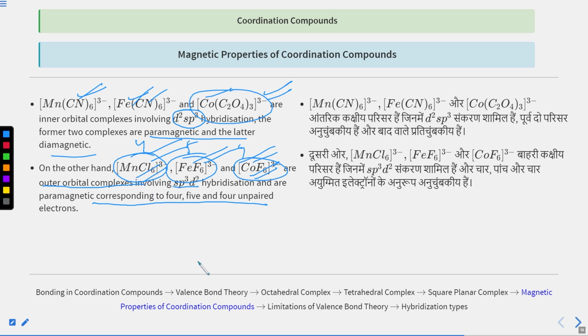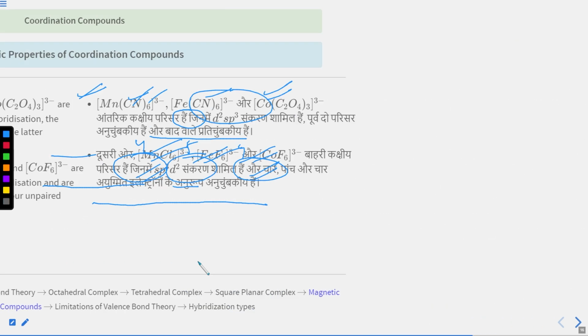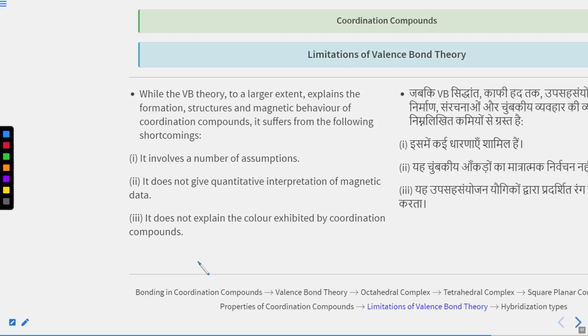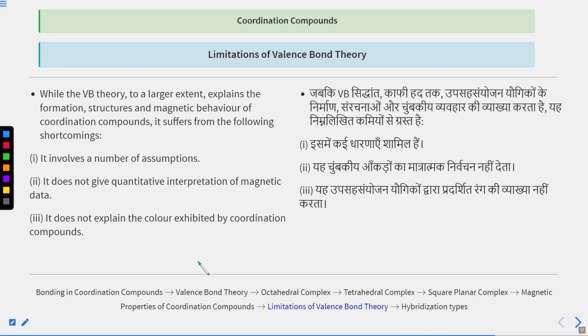So this was all about your valence bond theory. They have just explained all of this, magnetic properties and all. But there are some limitations again. What are those limitations? Now, first of all, it assumes many things, right? There are a number of assumptions that they just combine and form this hybrid set of orbitals. There is no reason behind why it is doing so.